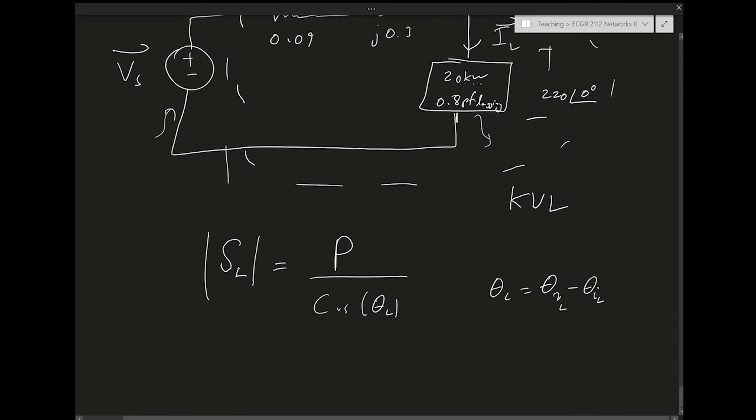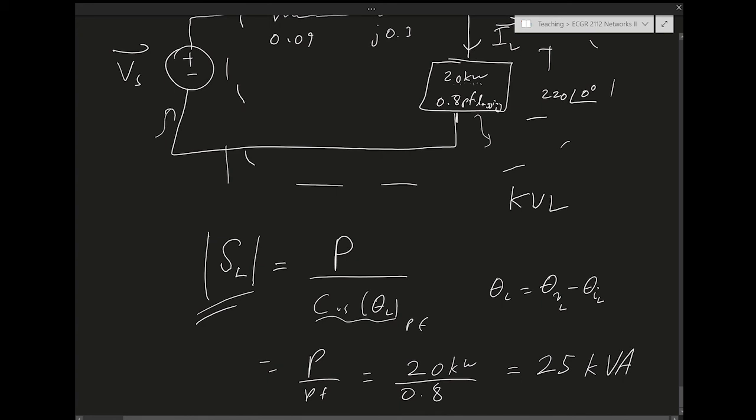This cosine is the power factor, right? So it's P over power factor. We know the power and we know the power factor. So this allows me to solve for the apparent power at the load. So this is going to be 25 kVA. And we said we use VA units for apparent power.